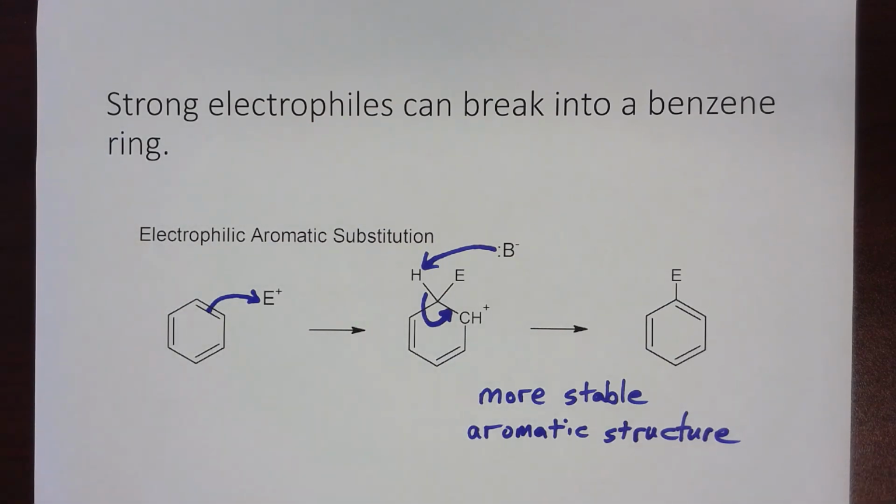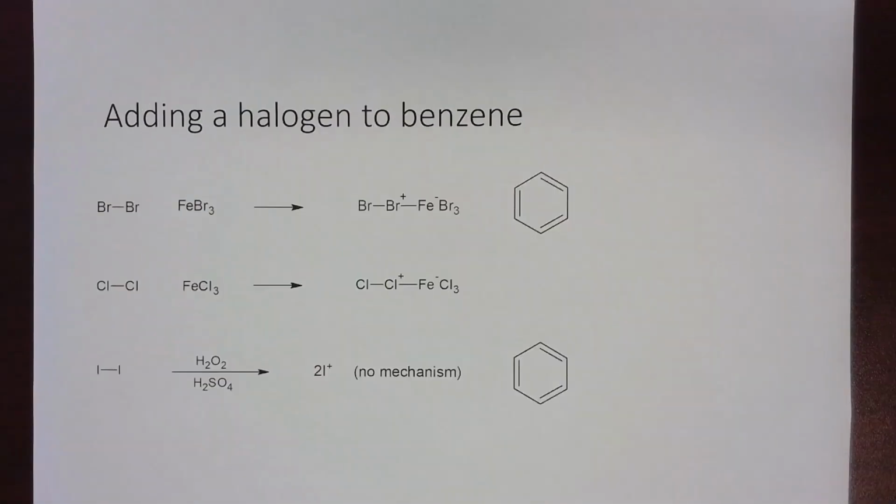Adding substituents to benzene requires a very strong electrophile. And we're going to learn about 7 different electrophiles that we can use to add substituents to benzene. The first 3 of those is adding a halogen to benzene. Adding bromine or chlorine to benzene uses essentially the same reagents.